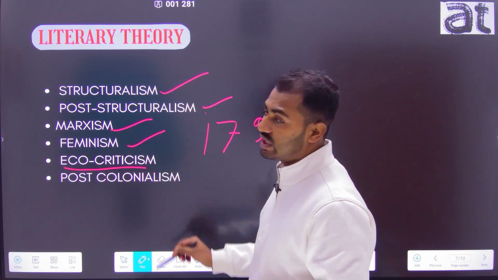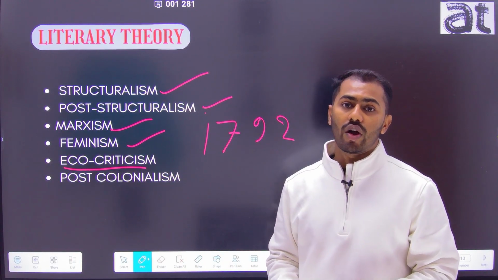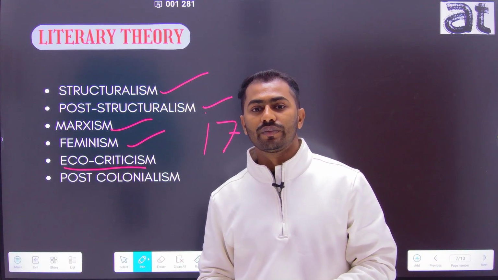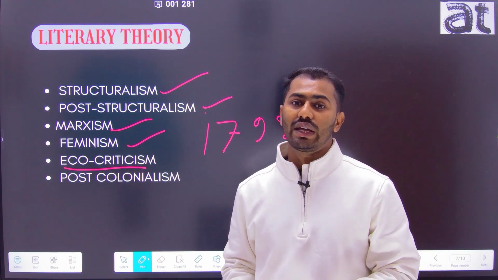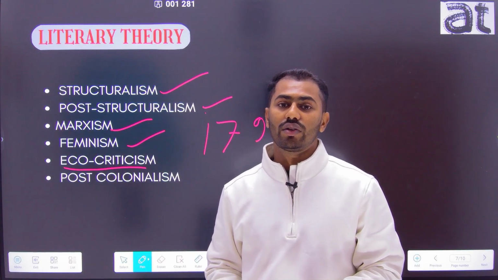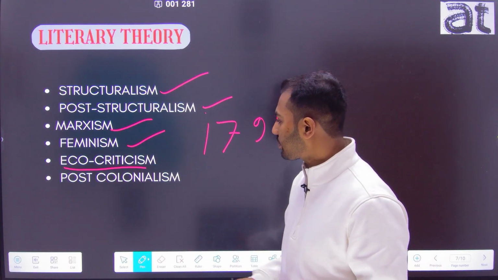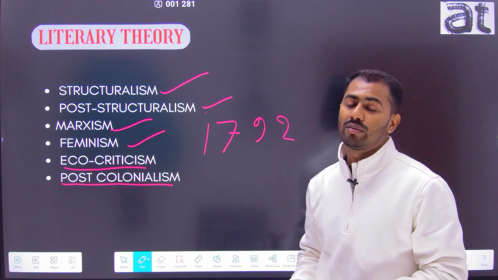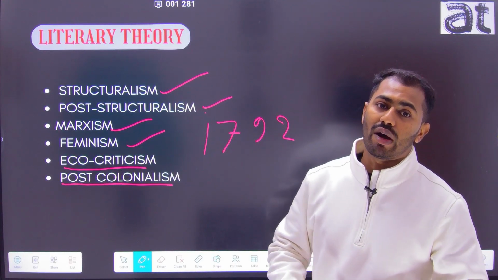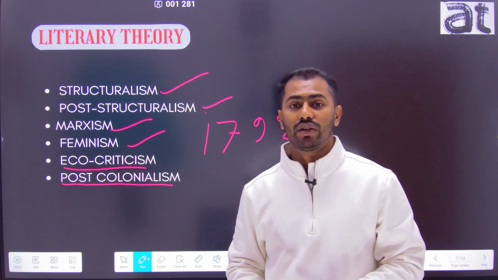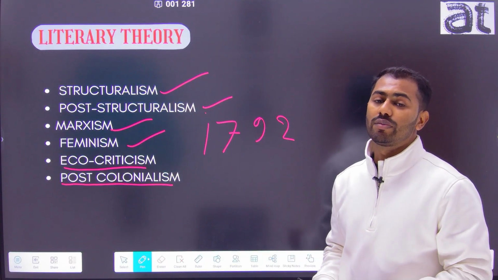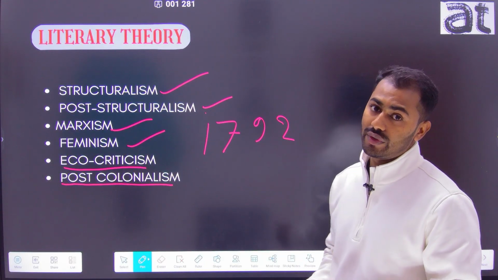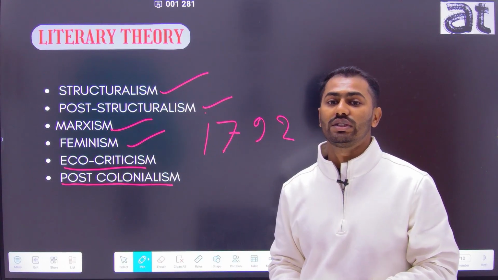In eco-criticism, we will read Cheryll Glotfelty, Jonathan Bate, William Rueckert, and what are the eco-critical works they wrote in their time period. Next comes post-colonialism. In post-colonialism, we will read Homi Bhabha, Edward Said, Frantz Fanon, and who are the important post-colonialist theorists we will talk about in our post-colonialism class.